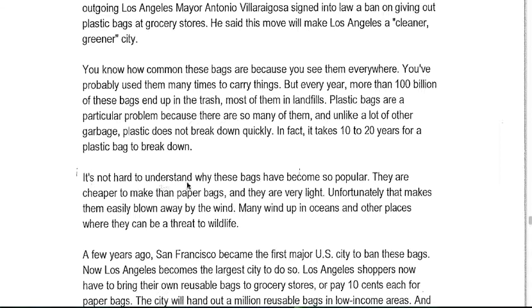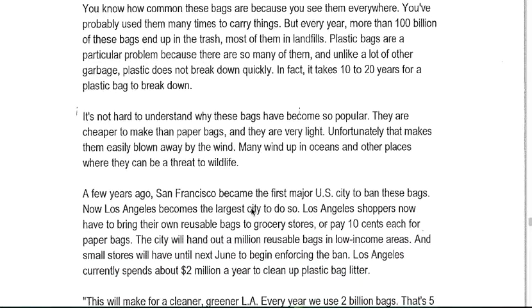It's not hard to understand why these bags have become so popular. They are cheaper to make than paper bags, and they are very light. Unfortunately, that makes them easily blown away by the wind. Many wind up in oceans and other places where they can be a threat to wildlife.